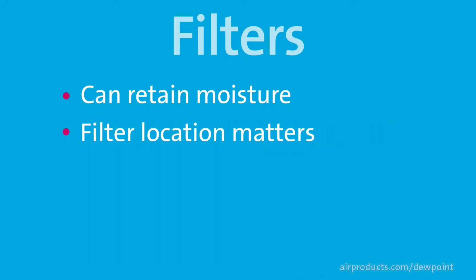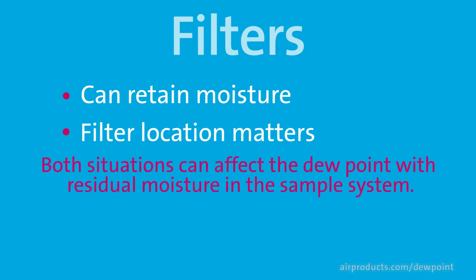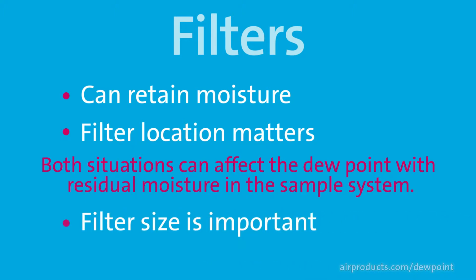If a filter is not located near the sample port, the sample tubing can also be contaminated with furnace residue. In both these situations, the actual dew point will be impacted by the residual moisture in the sample system. The residual moisture will negatively impact the accuracy of the measured dew point. The size of the filter is important too. It needs to have enough surface area so that it does not need to be changed out too frequently, but it should not be so large that it has a long conditioning time.